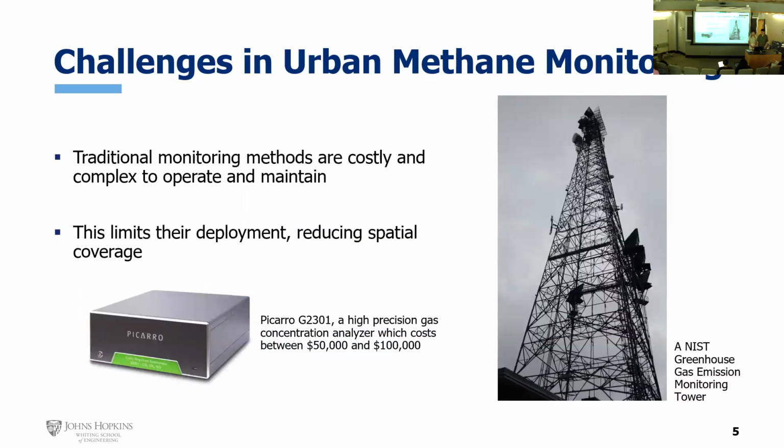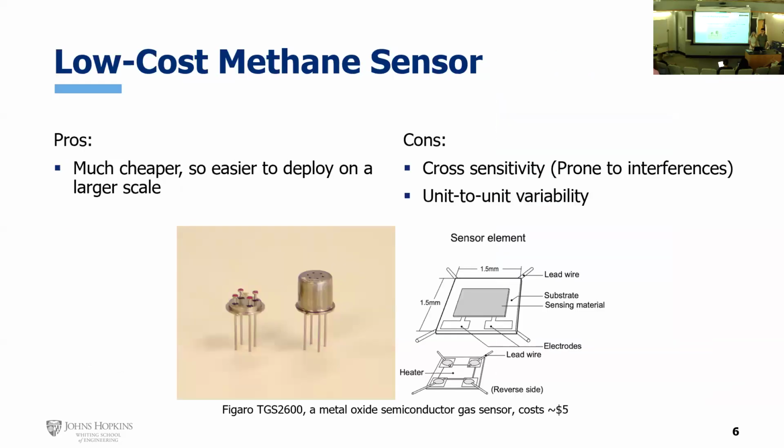So if we want to monitor methane emissions directly, why aren't we doing it on a larger scale? Well, the problem with traditional monitoring methods is that they're both costly and complex to operate and maintain. That limits their deployment, reducing their spatial coverage. To put it into perspective, below here is a Picarro instrument that's used by NIST to measure methane emissions directly, and a unit of that costs around $50,000 to $100,000. And there are low-cost methane sensors.